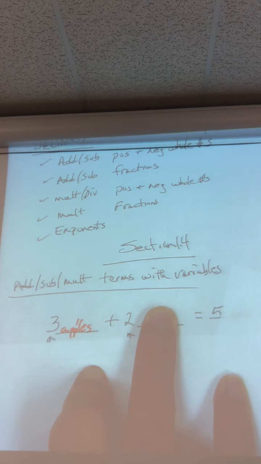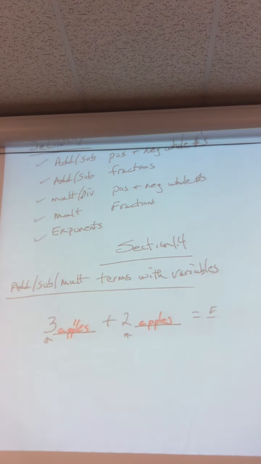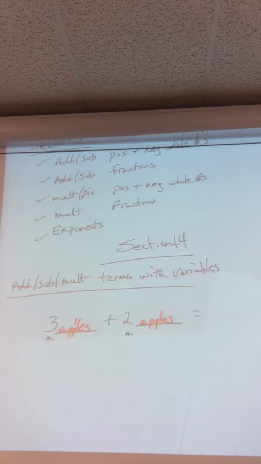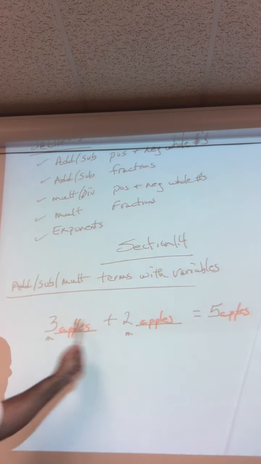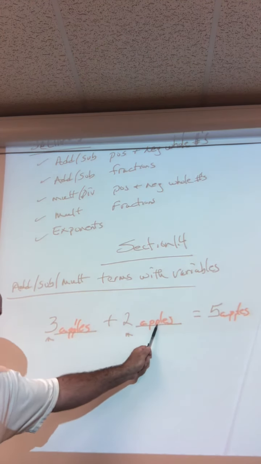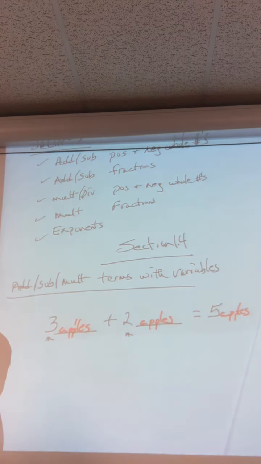Could it be 2 oranges? No. Could it be 2 grapes? No. In order for me to add these two together, it has to be apples. So 2 apples plus 3 apples is 5 apples. Now, if these were different right here, if this said apples and this didn't say apples, you can't add them together. Well, now let's translate that over into algebra.